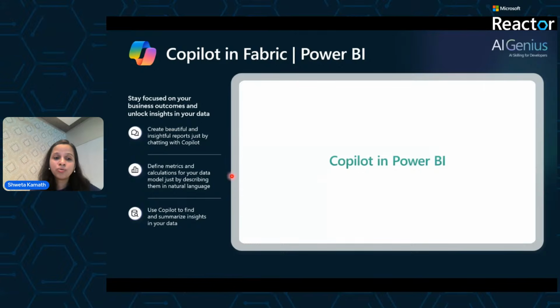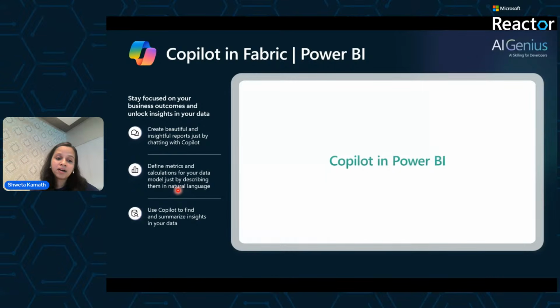So what does it do? First of all, you can create a report by chatting with Copilot. You can tell Copilot what you want to see, and Copilot will generate that report for you. Then you can define the metrics and calculations for your data model just by describing them in natural language. You can say I want this metric, maybe I want to see it only for the period from Jan to June, or maybe I want to see it over a span of 4 years. These you can do not by coding or even drag and drop. You can just instruct your Copilot that this is what I want to see, and it will generate the report for you.